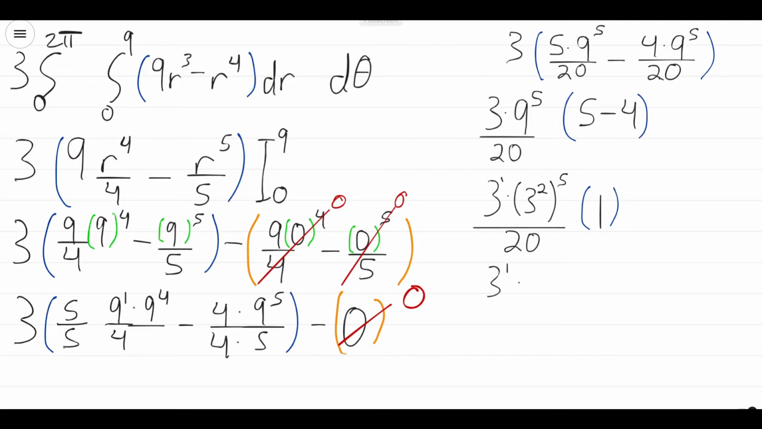So I know 3 to the 1 times 3 squared to the 5th power is 3 to the 10 over 20. And I can rewrite this as 3 times 1 times 3 to the 10. We add the exponents, so we get 3 to the 11th over 20.